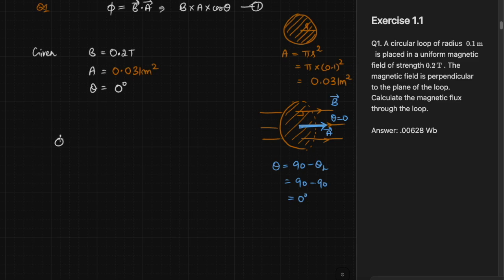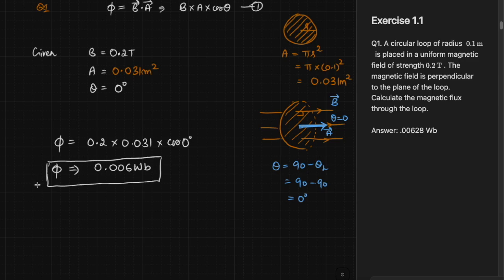Now we just need to use this formula and put the values. So our flux phi will be 0.2 multiplied by 0.031 multiplied by cos 0 degree. Cos 0 degree is 1. So it will be only the multiplication of 0.2 into 0.031, which will give you a value of around 0.006 Webers. The exact answer is 0.00628, but I have taken rounded off values. So this will be my answer. This is the flux going through this circular loop.